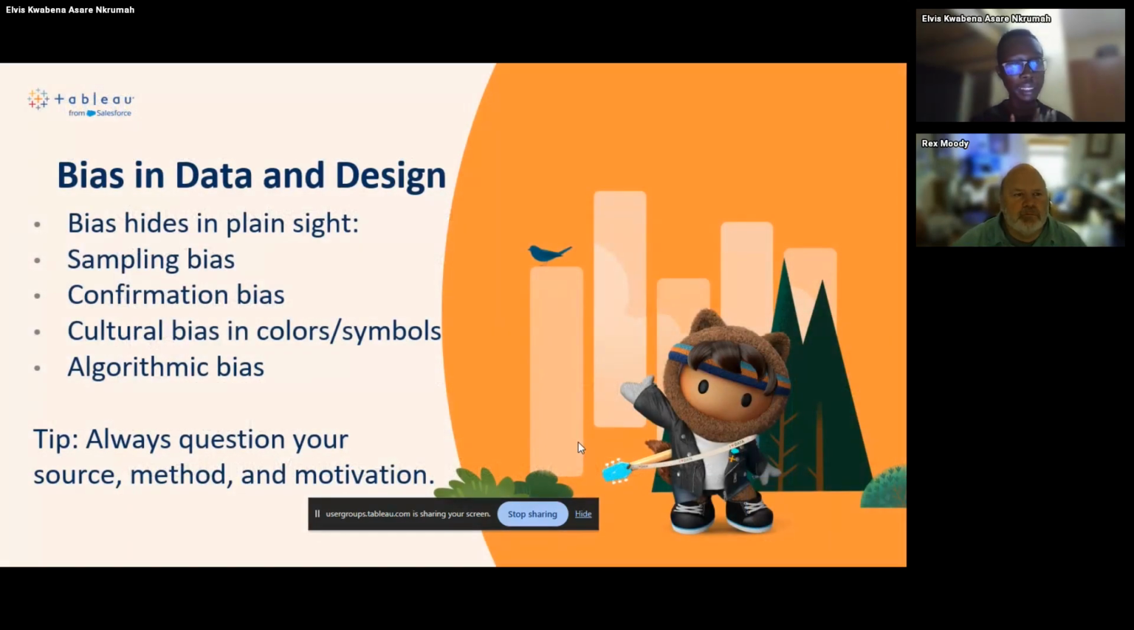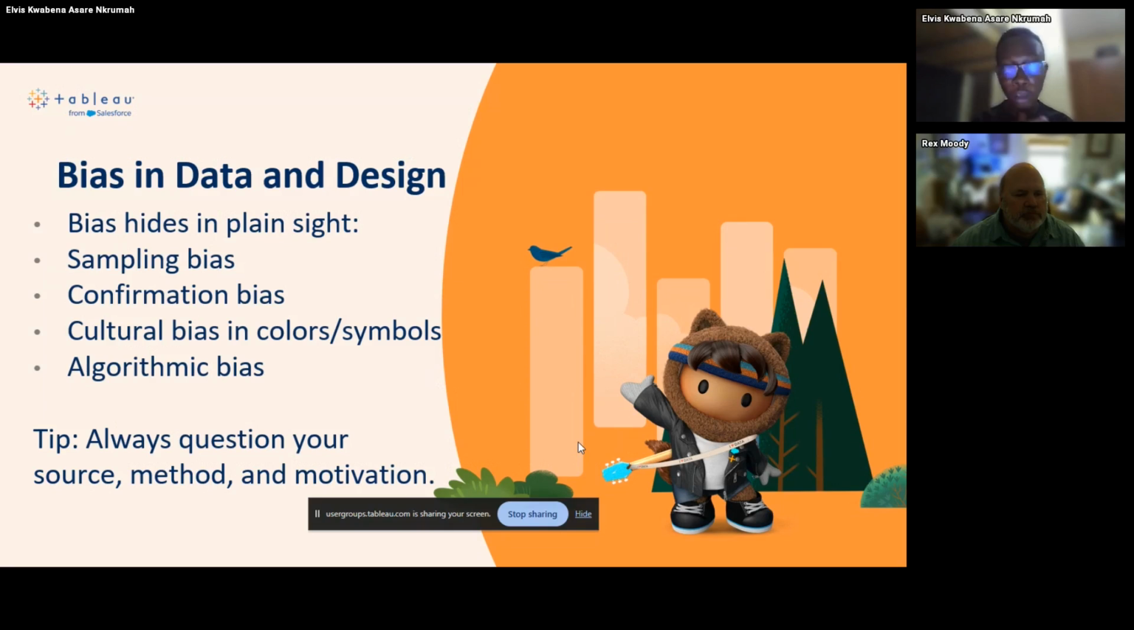Sometimes there is bias in data and design, and it's not the fault of the analyst sometimes because it could be from the source of the data. These biases could result from, one, sampling bias, that is the fact that we are not using a population and that we are sampling from a subset of a population, and so there could be some sampling bias.